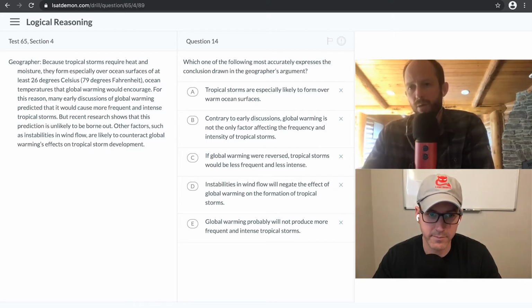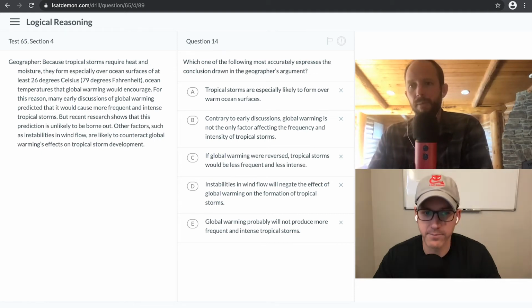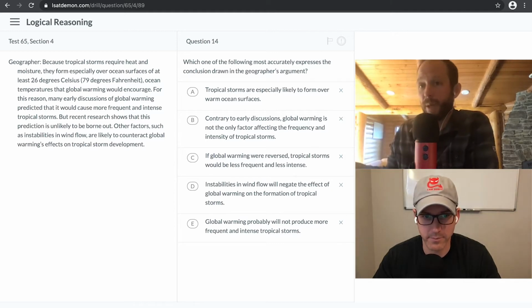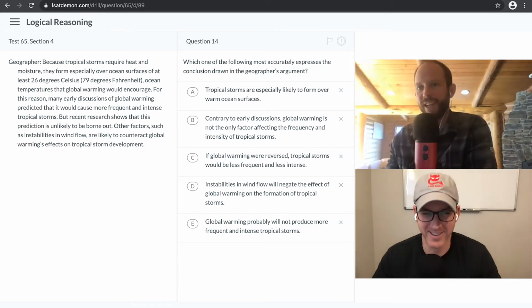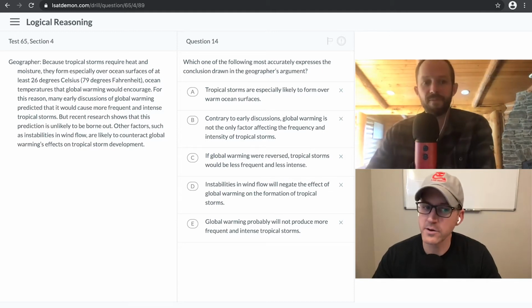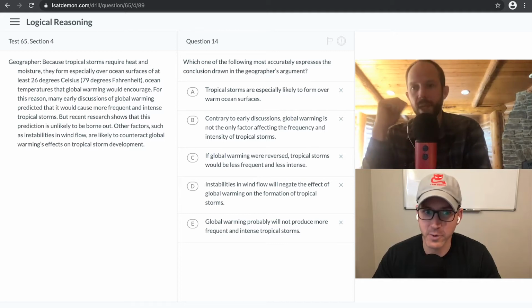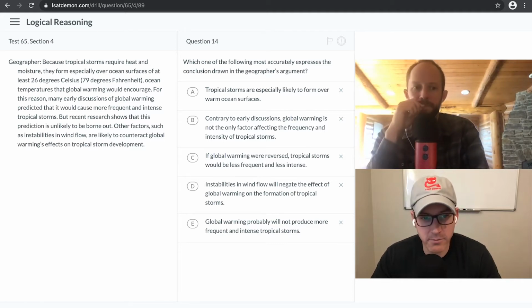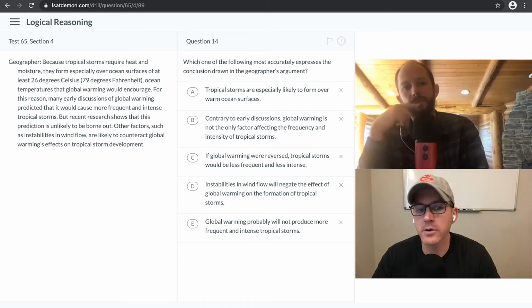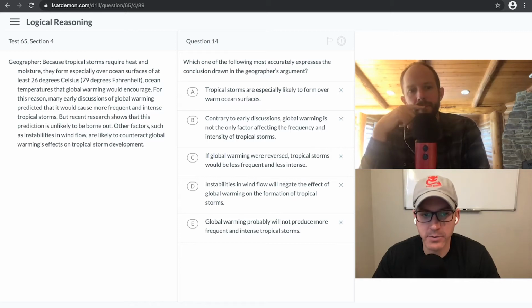This was a very sensible prediction that these people could have made, but they're wrong. Whoa. What do you mean they're wrong? Why do you think they're wrong? Right. So 99 times out of 100, this next sentence is going to be a premise. They got to explain themselves at this point, right? You don't get to just go into court and go, you're wrong. You have to provide evidence that someone is wrong. So that's what we're expecting now. And notice we're reading faster and faster. We did the heavy lifting up front, and now we're just cruising. Other factors, such as instabilities in wind flow, are likely to counteract global warming's effects on tropical storm development.